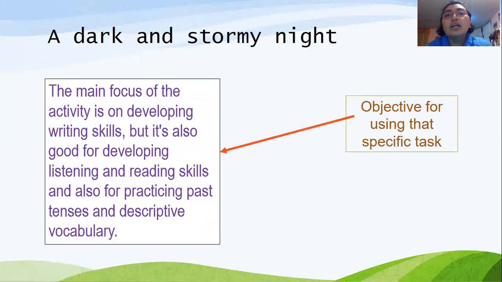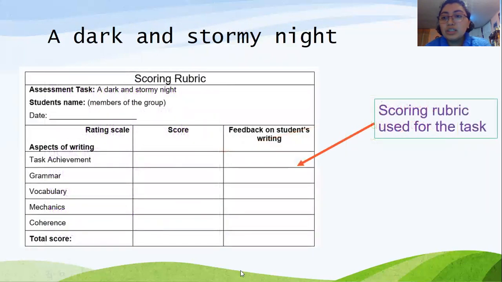Also, this Bachman says in his book that it's very important that all the skills are related. Now, about the scoring rubric used for the task, we can show that the scoring rubric has some aspects of writing, in this case, task achievement, that I consider very good. The grammar, yes, because we also need to show our students write correctly in the two structures that we are going to evaluate, that is past tense and past continuous.